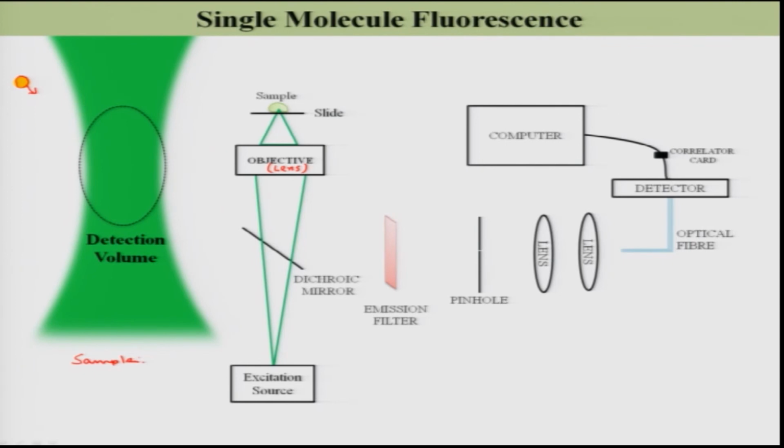Now, once this molecule comes into this green region, here is also sample, because the sample is large. But this excitation light is only present in a smaller region within this sample. So, when this molecule enters, you get fluorescence. And when the molecule goes out of this excitation region, there is no fluorescence. But when the molecule comes in over here again, it shows fluorescence, and so on and so forth.